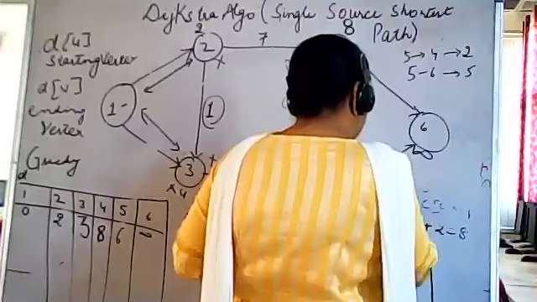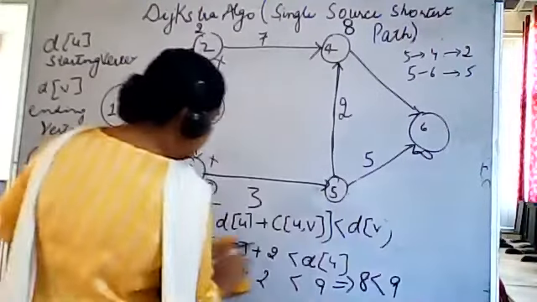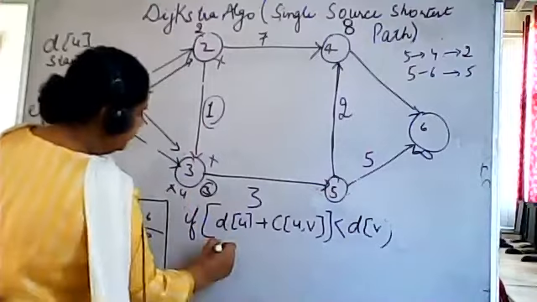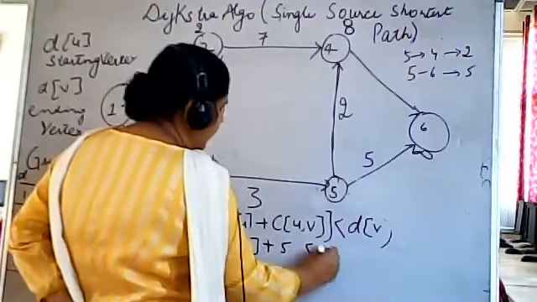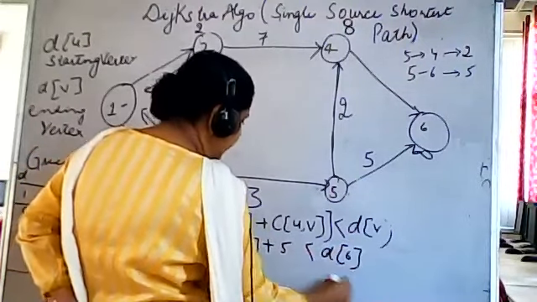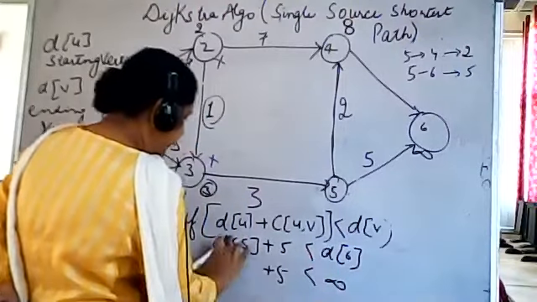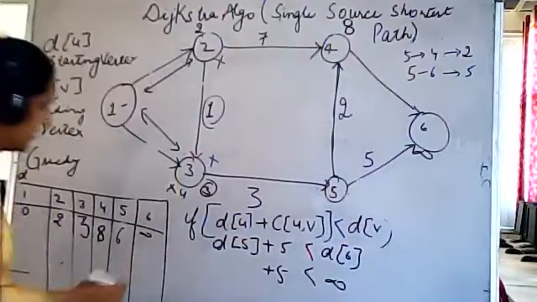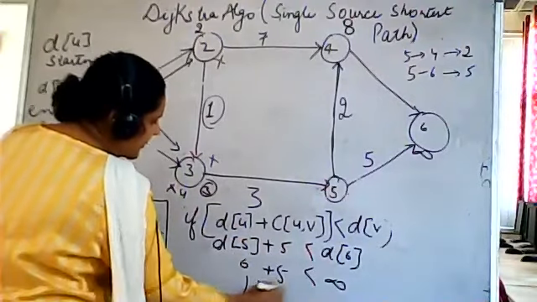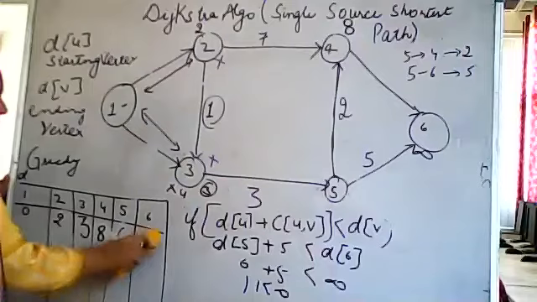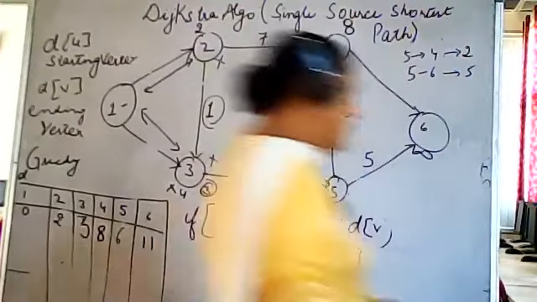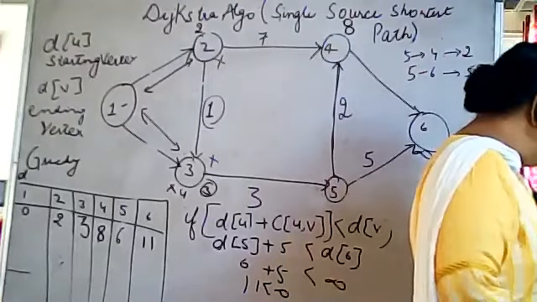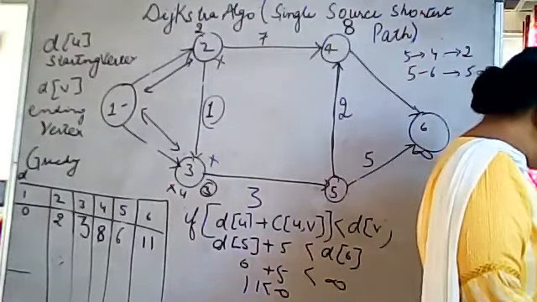Okay. Now you will be calculating 5 comma 6. So let's do it. D of 5 plus c of u comma v, which is 5, should be less than d of 6, that is infinity. What is the value of d of 5? 6. So 6 plus 5 is less than infinity. Yes, it is true. So update this to 11. Fine. So now you have found the shortest path to all the nodes. So let's draw the edges.